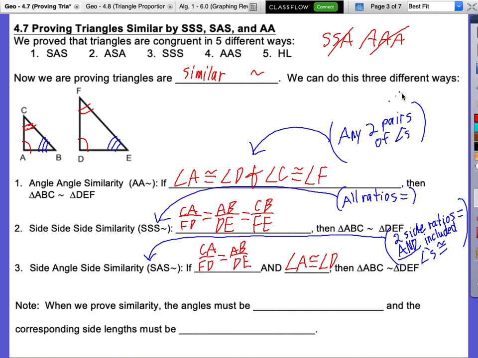So the angles have to be what when we prove similarity? Congruent, which means their measures are equal. So just like in proving triangles congruent, we need the angles to be congruent. Now when we prove triangles congruent, we need the sides to be congruent. When we prove triangles similar, we need the sides to be proportional, not necessarily the same. Oh, wow. We just got roasted.